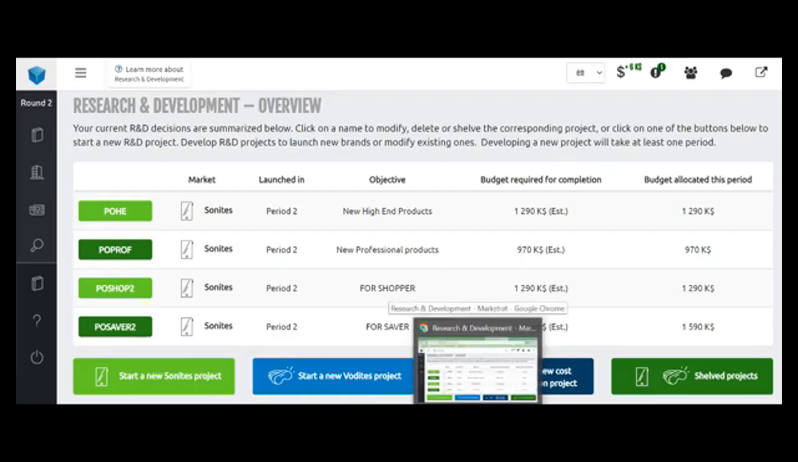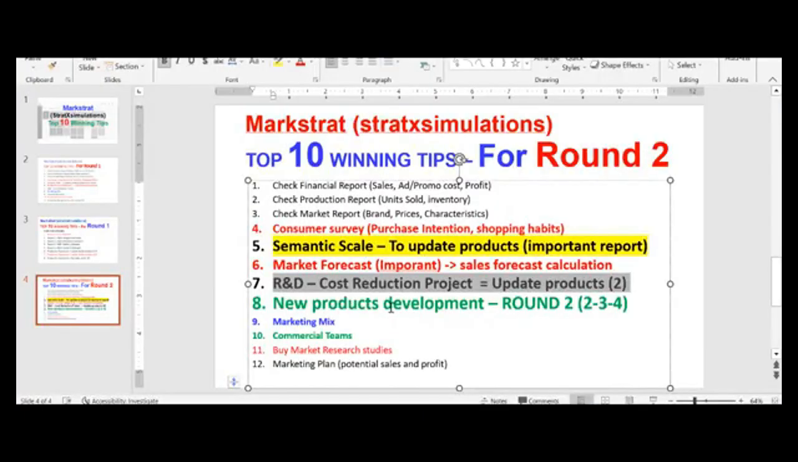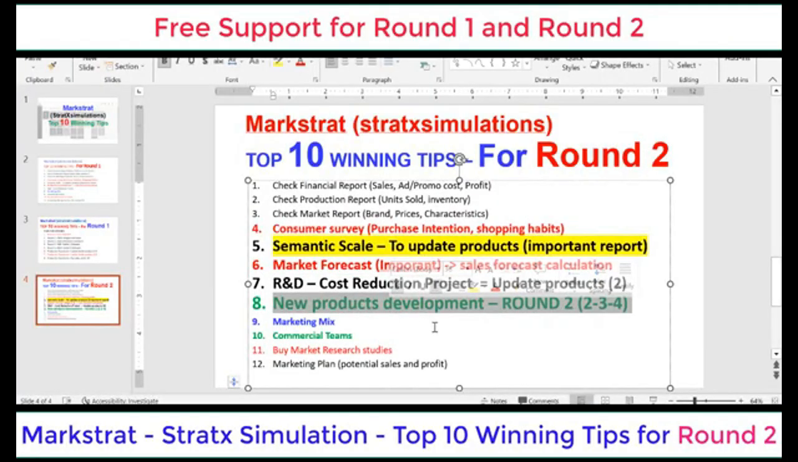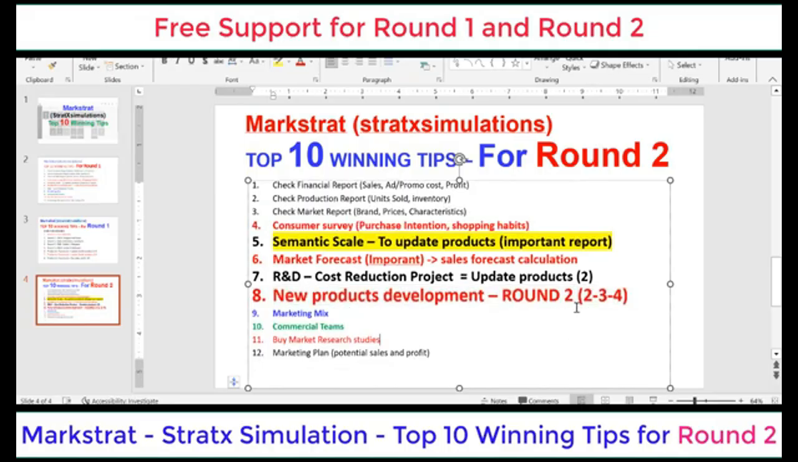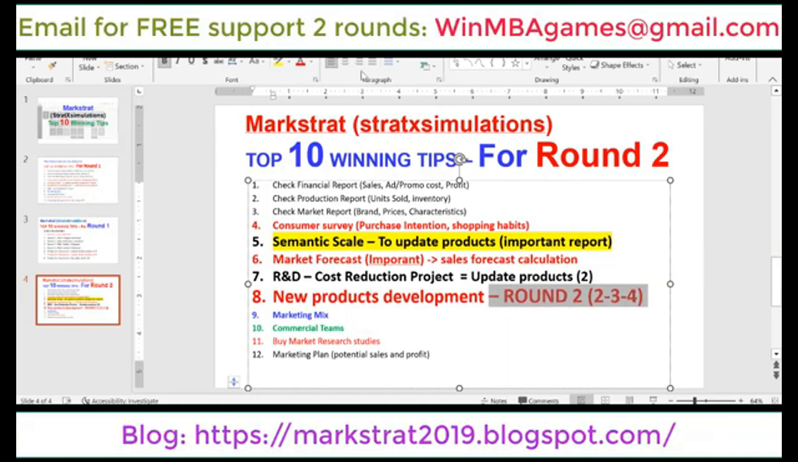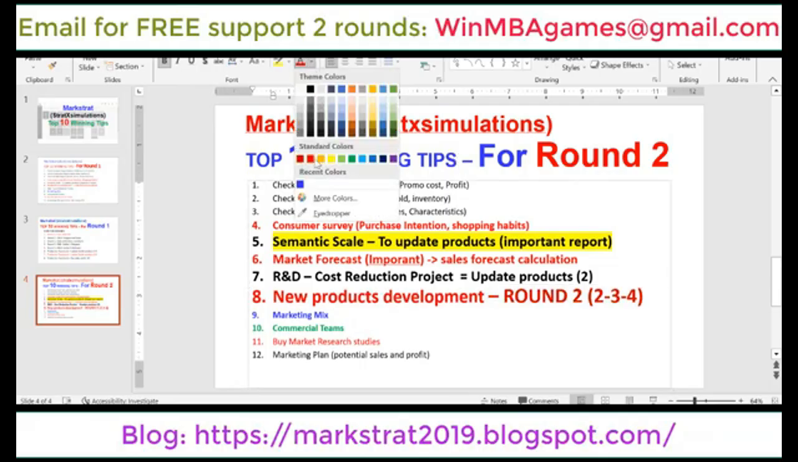So that's good. And now the new product development cost. That's a very important tip, right? In this round, in round 2, new product development is very important. You can launch 2 or 3 or new 4 products here, right? So this is very important. Tips for round 2. This is a very important tip for round 2.